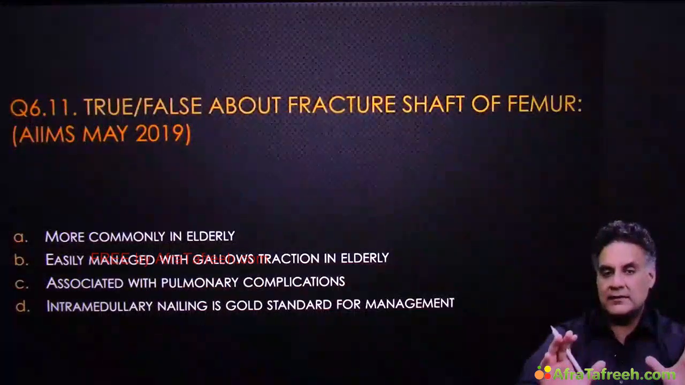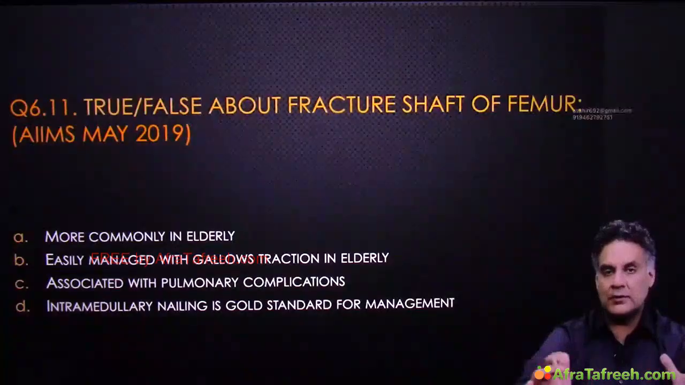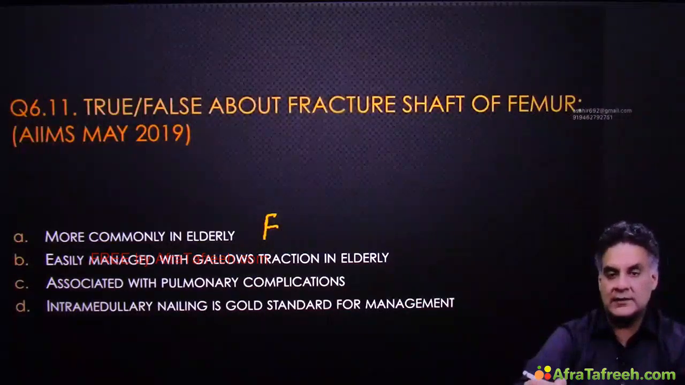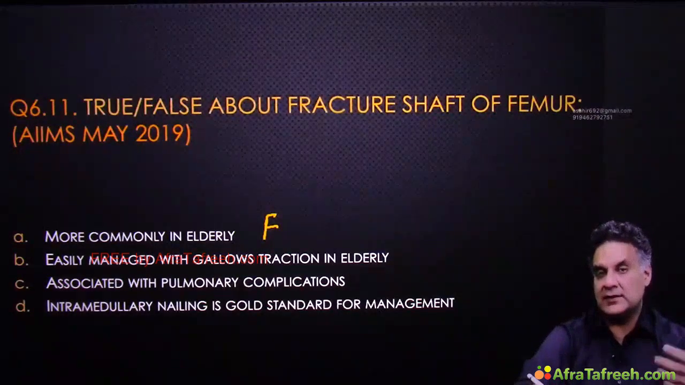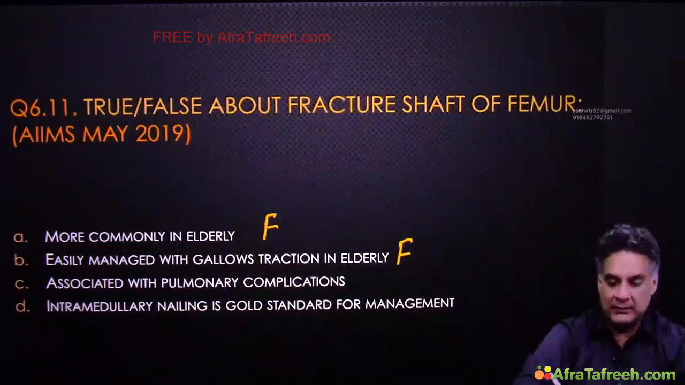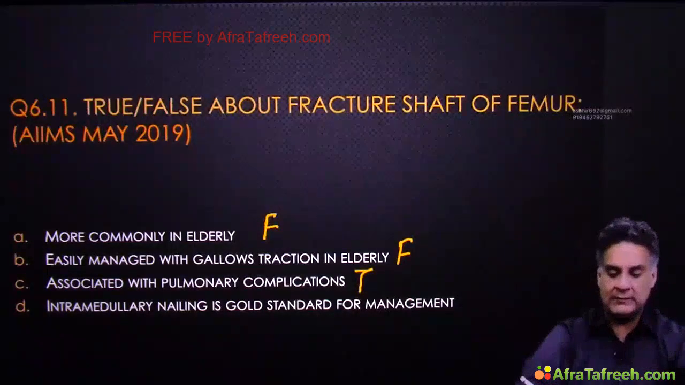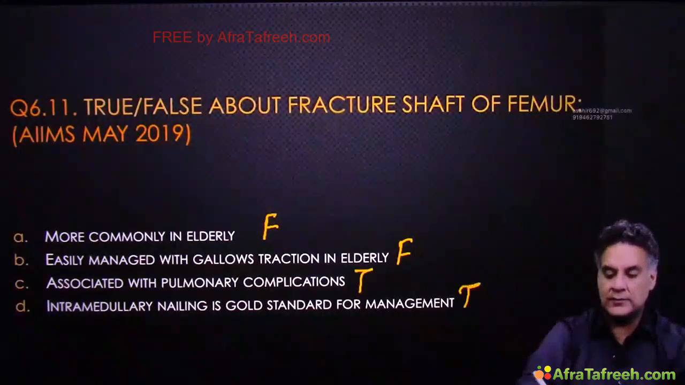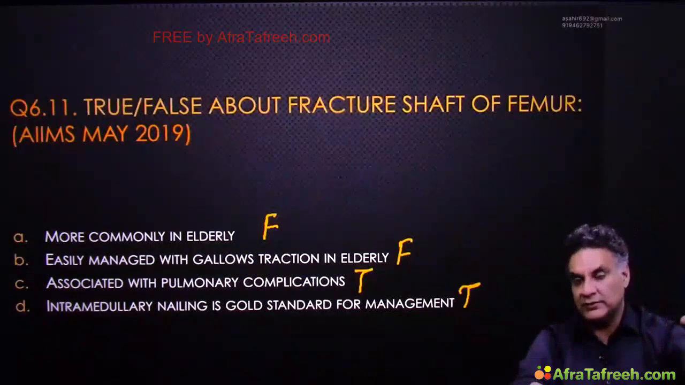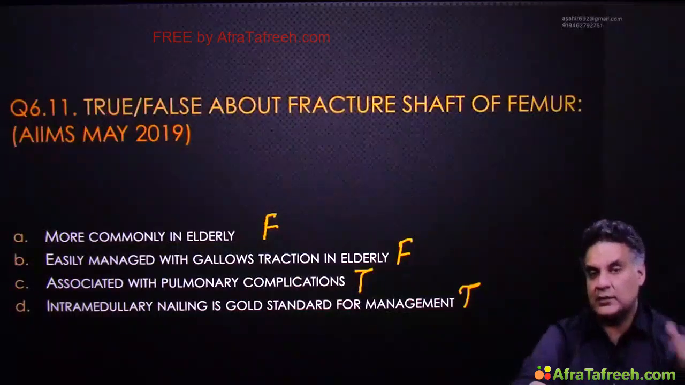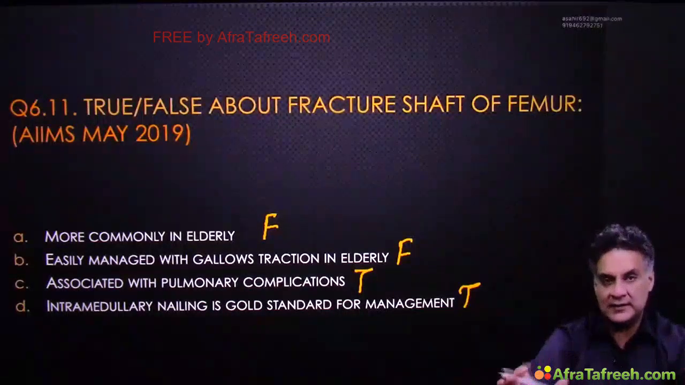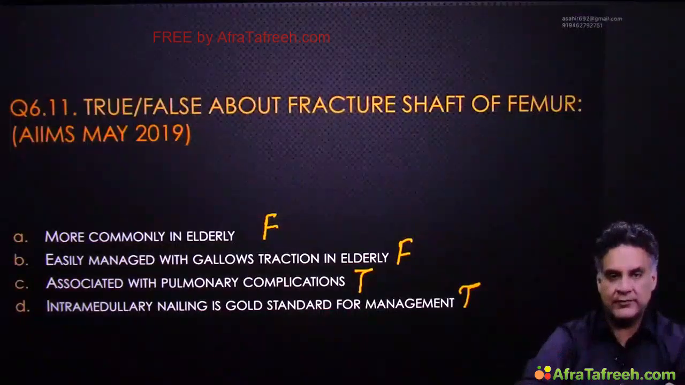True about the fracture shaft of femur. More common in elderly. False. More common in young people. Managed with elbow traction in elderly. Gallows traction is usually for less than 2 years. False. Associated with pulmonary complication. True. Fat embolism is one of them. Interlocking nailing is the gold standard. True. Interlocking nailing is the gold standard for long bone fractures. Upper limb bones are usually plated. Lower limb bones, nailing is done. Open injuries, external fixator. Children, conservative.